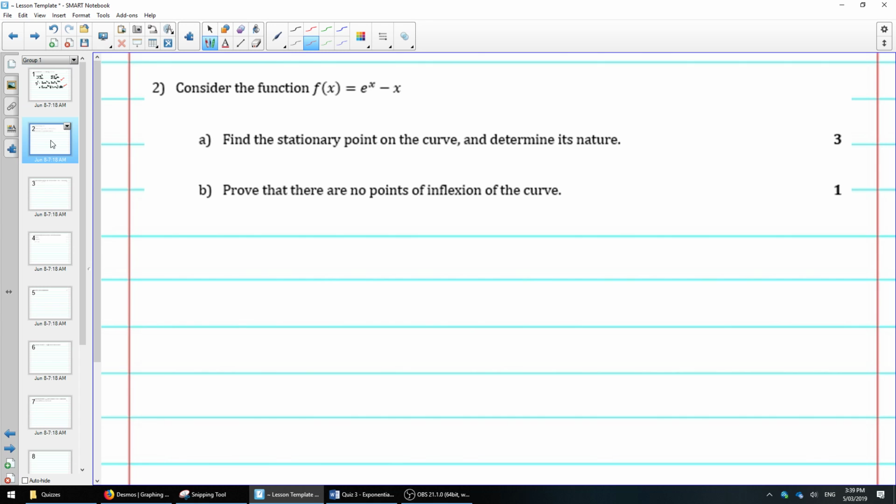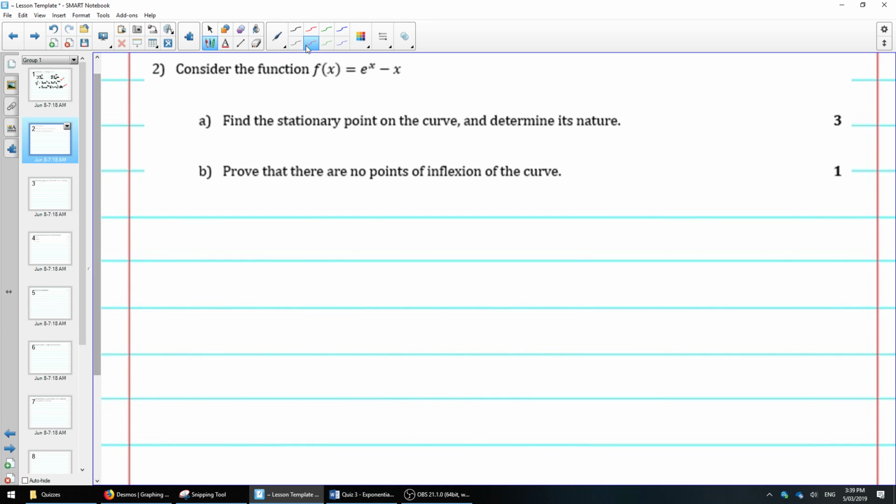We have considered this function. Find the stationary point, and the fact that saying stationary point is kind of suggested, and determine its nature. And then part B is to prove that there are no points of inflection in the curve. Alright?